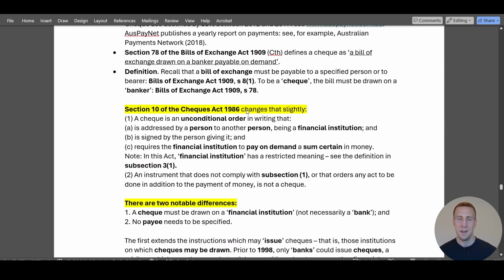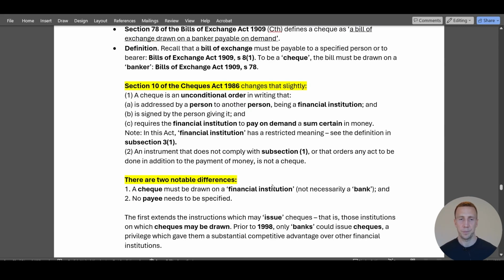Section 10 of the Cheques Act changes that slightly, where a check is an unconditional order in writing that is addressed by a person to another person, being a financial institution, and is signed by the person giving it, and requires the financial institution to pay on demand a sum certain of money. Note, in this act, financial institution has a restricted meaning. See the definition in subsection 3.1. So an instrument that does not comply with subsection 1 or that orders any act to be done in addition to the payment of money is not a check.